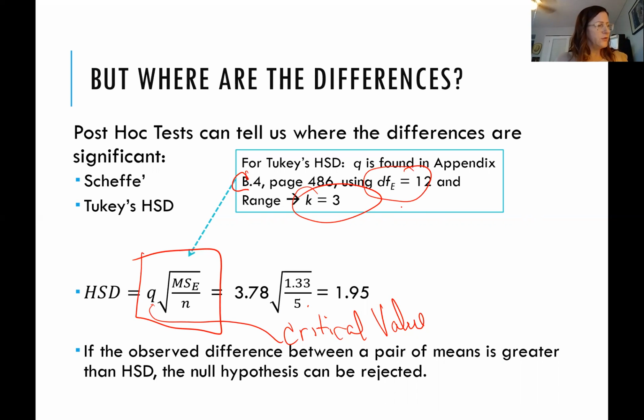So we're going to use K of 3, degrees of freedom of 12. The critical value for 0.05 is the light face, right? So it's 3.78. So we plug in that critical value there. And then we use our mean square error. Okay, so Tukey's HSD can only be used for equal sample sizes. But again, like I said, I only teach you equal sample sizes. So that's all you need to learn.